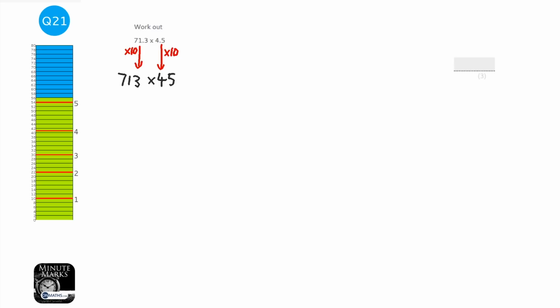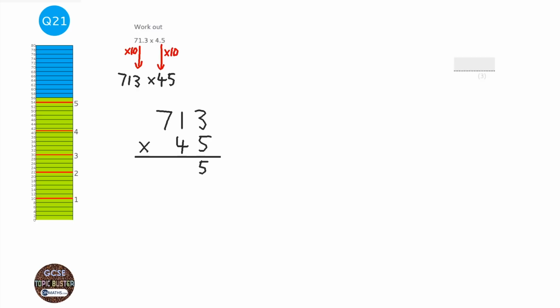There's multiple ways you can multiply these together. You can use the grid or column or whatever method you feel comfortable using. So let's put these in a column. But again, there's no additional marks if you do one way or the other. Okay, so 5 times 3 is 15. Carry the 1. 5 times 1 is 5. Add the 1 is 6. 5 times 7 is 35.